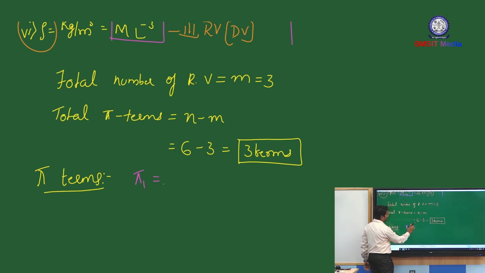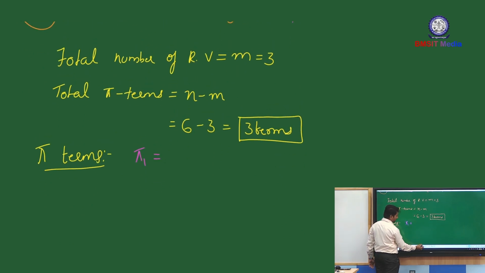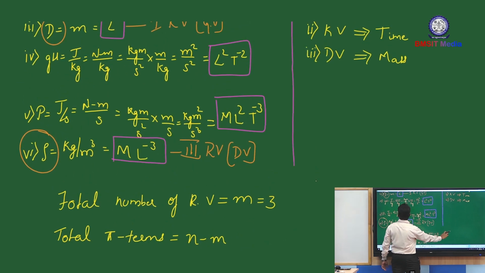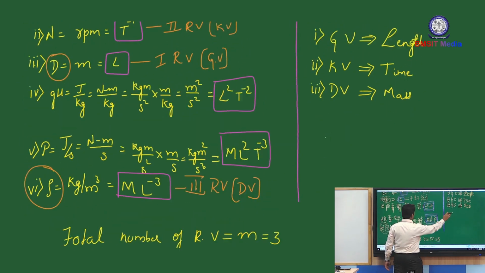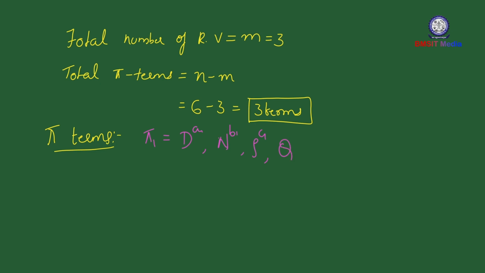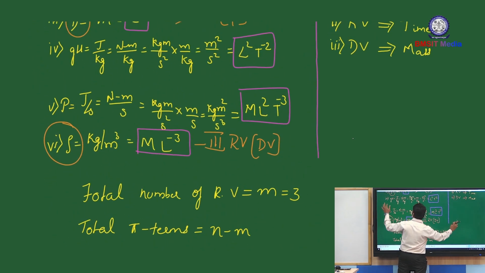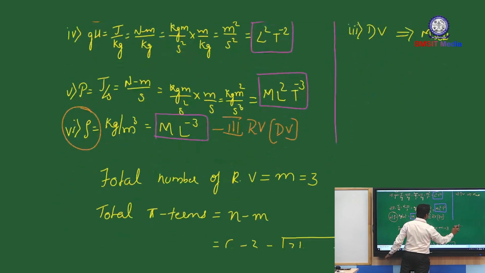So I take pi 1 as d to the power of a1, n to the power of b1, rho to the power of c1, and which is the left out variable? One by one we'll write. The first left out variable is q. Then similarly, the second pi term: d to the power of a2, n to the power of b2, rho to the power of c2, and the left out variable is gh.